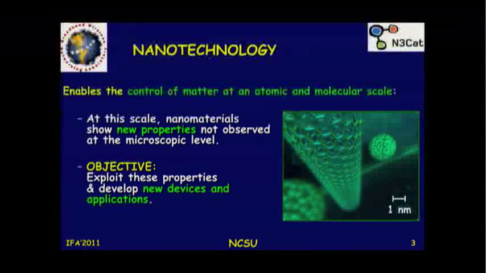So nanotechnology enables the control of matter at an atomic and molecular scale. Now, as you see here at this scale, on the right-hand side, there are so-called nanomaterials like carbon nanotubes or graphenes that create new properties which cannot be seen at the microscopic level. So the objective is how can we exploit these properties of these new nanomaterials and create new devices and several applications which I will also present to you.